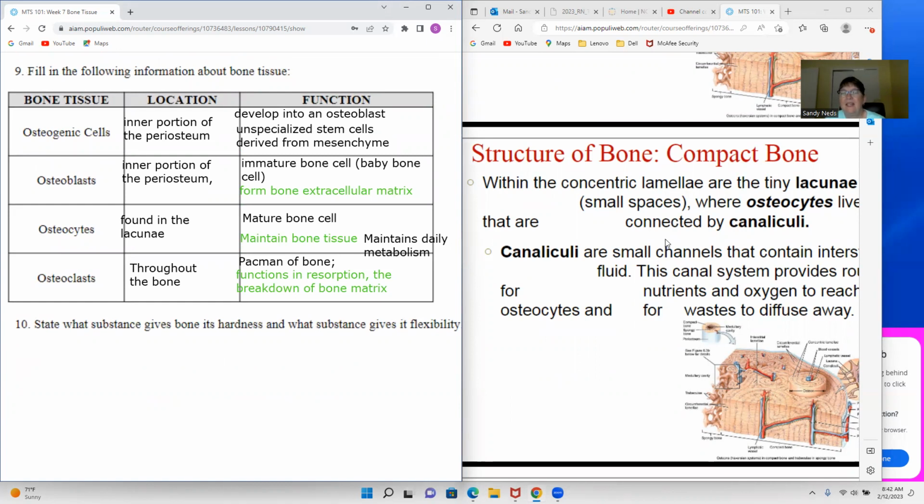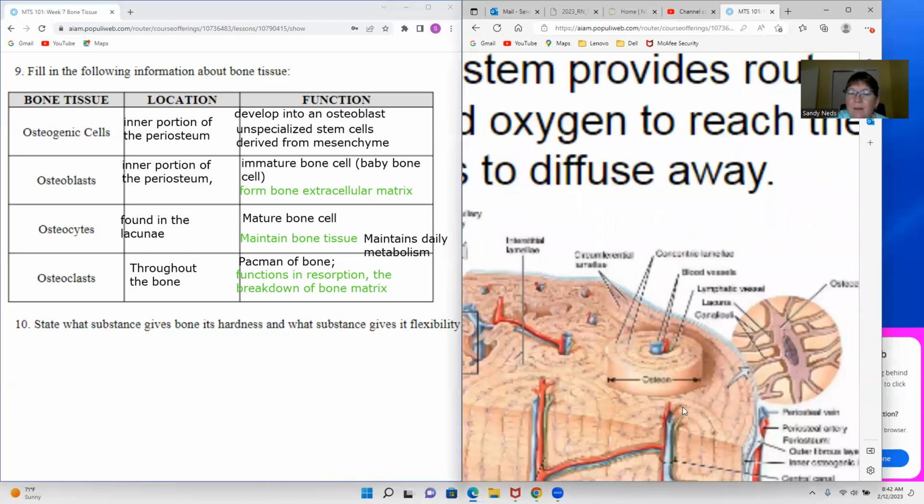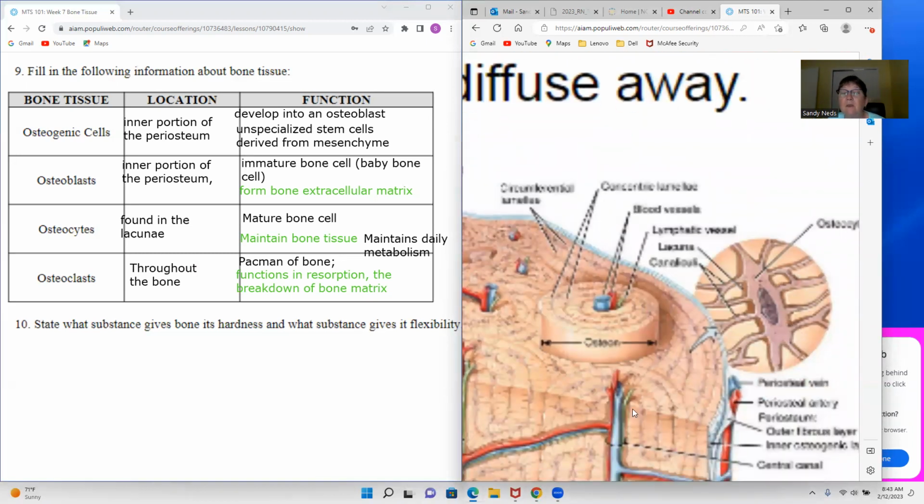All right, so within the concentric lamellae, we can see that right here. So let me blow this up. All these little darker dots, if we blow one of those up, it looks like this. And here, this brown portion is the lacunae, the little lake that the osteocyte lives in. This is an osteocyte.